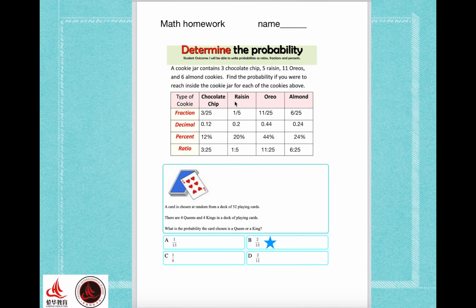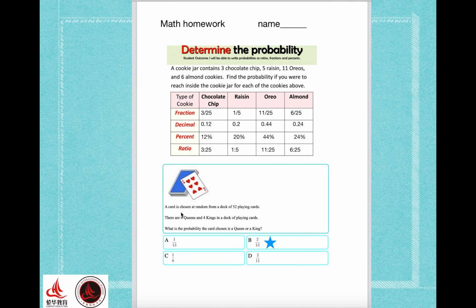Now raisin, we're going to repeat the same process. As you can see, this fraction has been simplified: 1 over 5, 0.2, 20%. There are more raisin cookies than chocolate cookies, and the ratio is 1 to 5. Oreo, 11 over 25, 44%, and almond, 6 over 25, 24%. These are the answers for that.